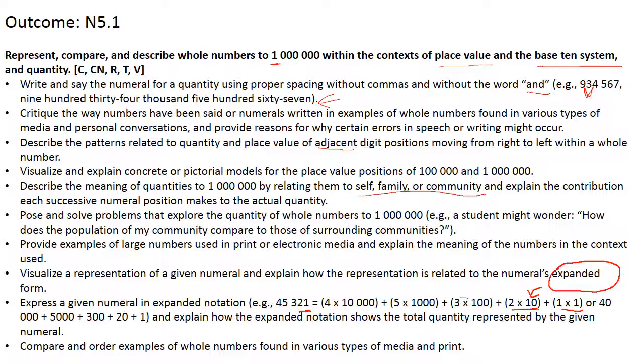The 5 is in the thousands, so 5 times 1,000. The 4 is in the 10,000s, so it's 4 times 10,000. And I'll show you a different way to break that down on the next few pages. And then they've just taken their totals and said, well, that's 40,000 plus 5,000 plus 300 plus 20 plus 1, and that gives you this big number here. Compare and order examples of whole numbers found in various types of media and print. So that one sounds an awful lot like a couple of outcomes ago, or indicators ago. So let's look at our next slide.